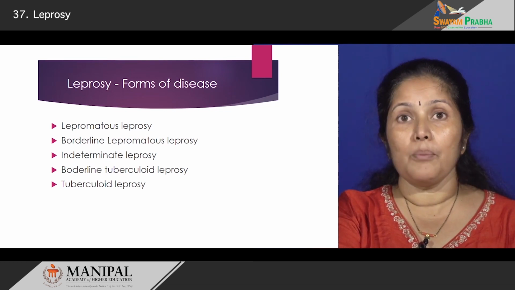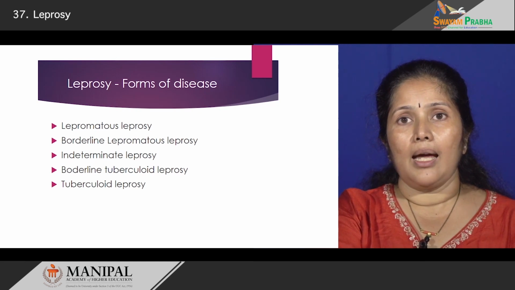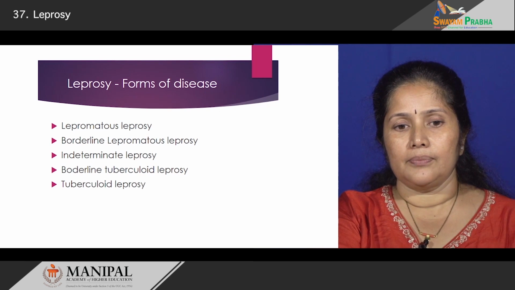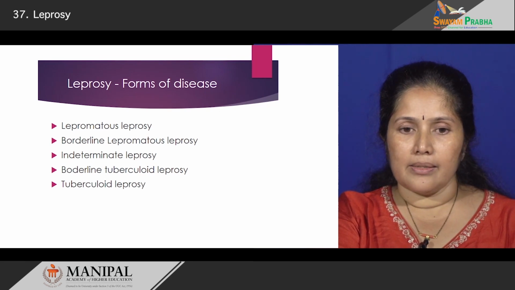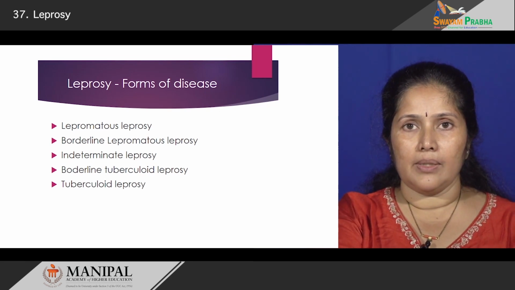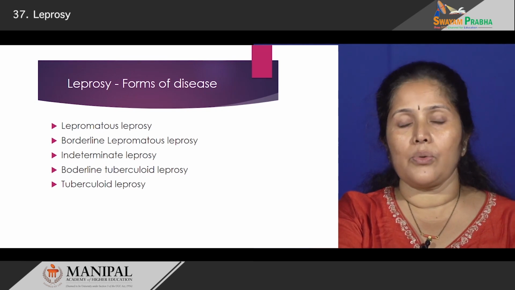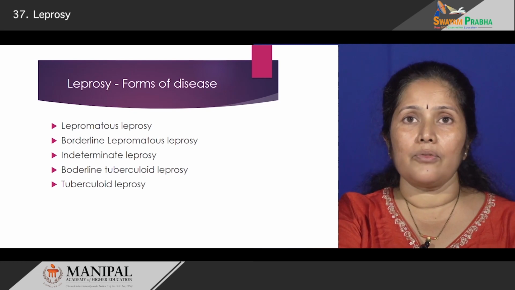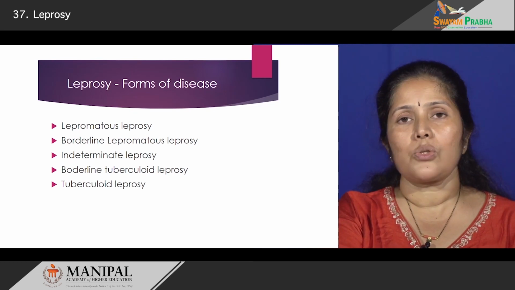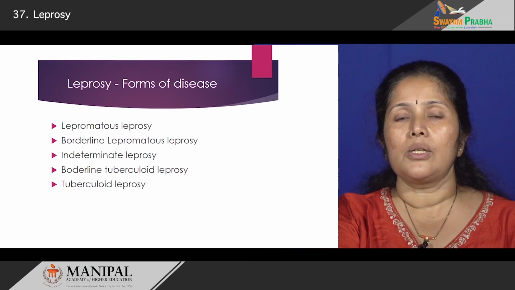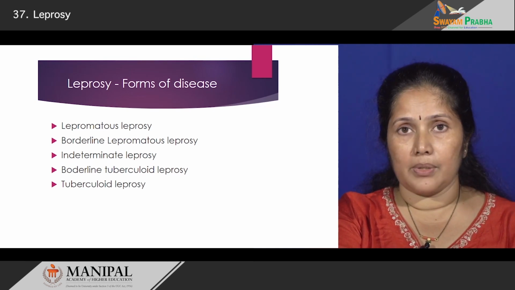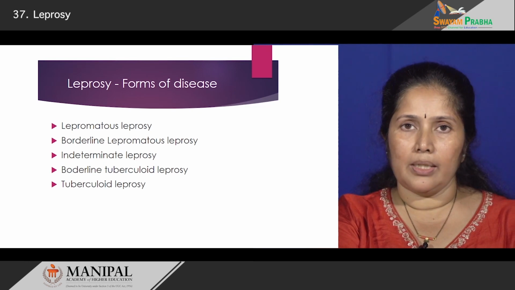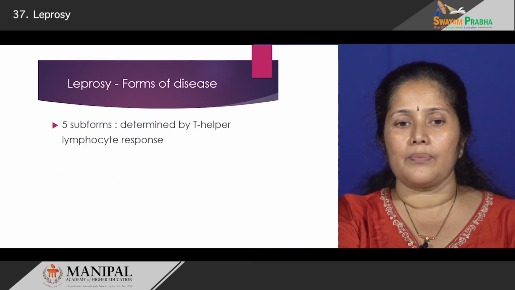Now, there are 5 important categories, and if you look at the disease spectrum, at one end you have the lepromatous leprosy, while at the other end you have tuberculoid leprosy. In between you have borderline lepromatous, the indeterminate leprosy, and the borderline tuberculoid leprosy, and the other end of the range is the tuberculoid leprosy patients.